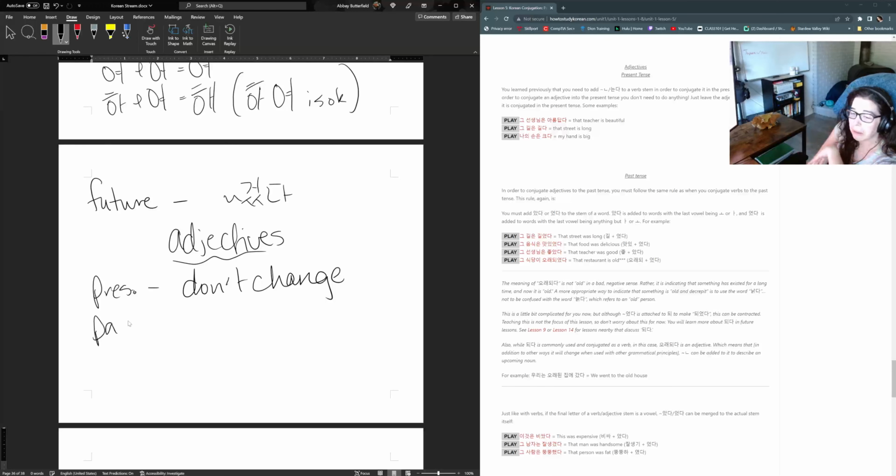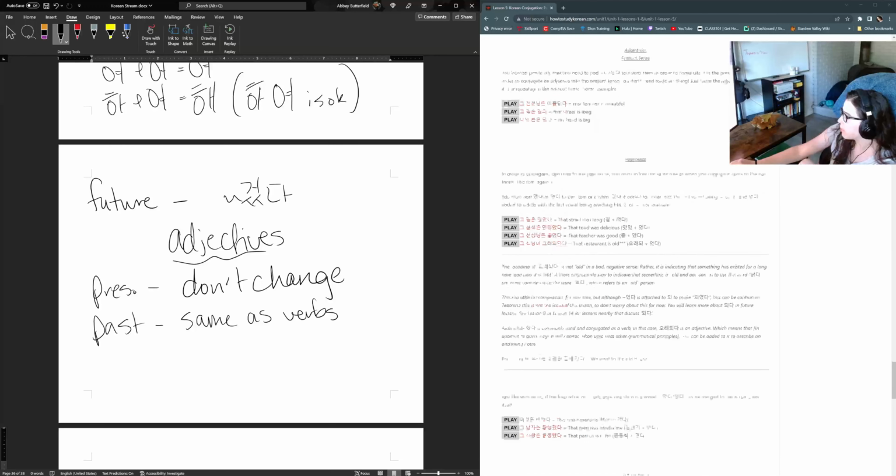Okay. For past tense, in order to conjugate adjectives to past tense, you must follow the same rules as when you conjugate verbs to the past tense. Same as verbs. So, 았다 and 었다.